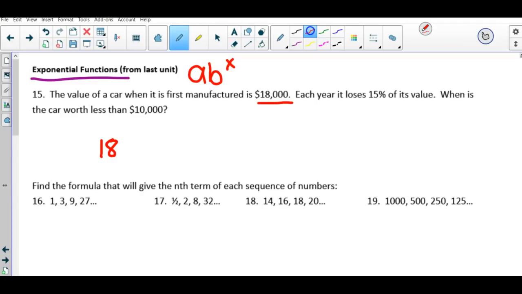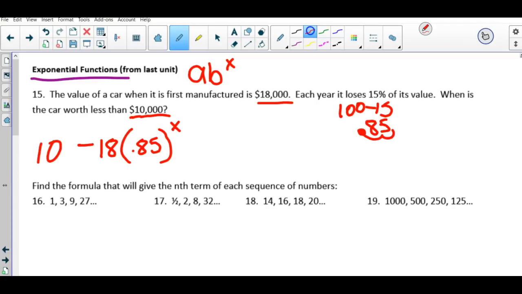Each year it loses 15%. So we got 100 minus 15 is 85. Move your decimal point over. 0.85 to the power of x. I need to know what exponent will give me 10,000. When does it equal 10,000?